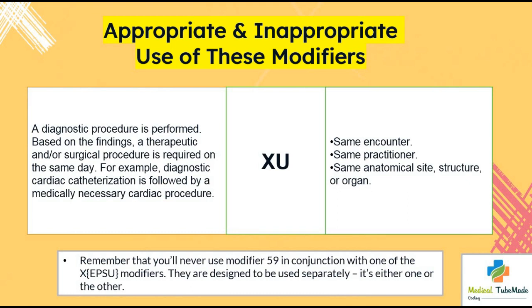The physician performs the cardiac procedure as well as a diagnostic cardiac catheterization on the same day. So in this case we need to add modifier XU to distinguish between these two procedures. That should be performed on the same encounter by the same practitioner and the same anatomical site, structure and organ. I'll show you one screenshot where you can see an NCCI edit conflict, because if you add these two procedure CPT codes in the NCCI edit tool, then you will get it.